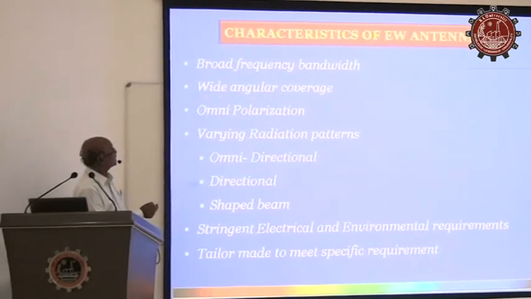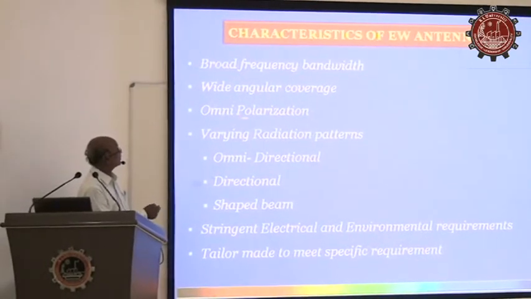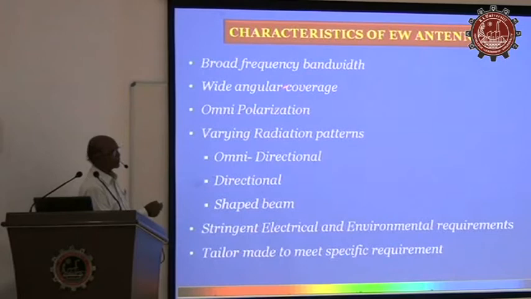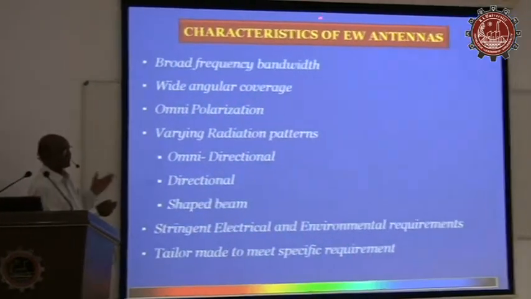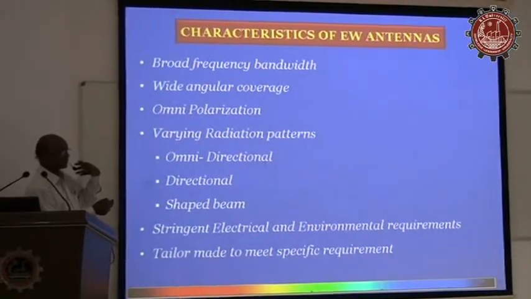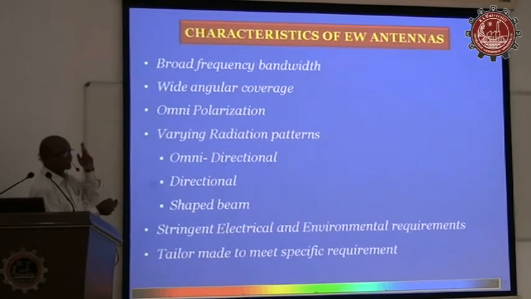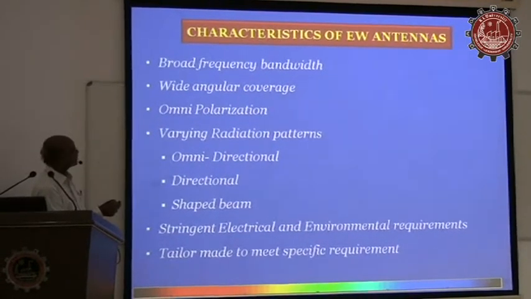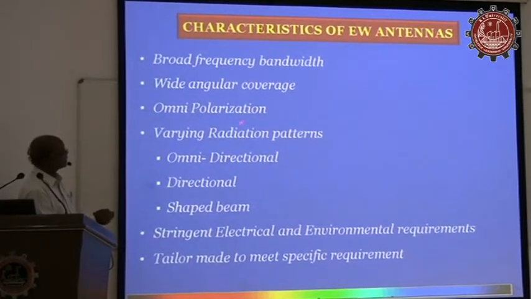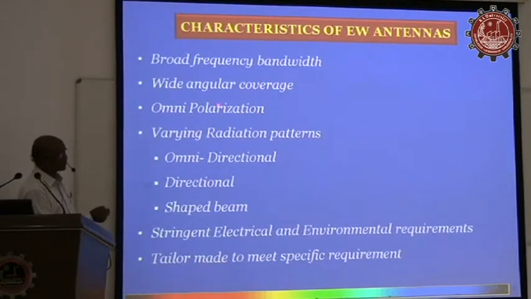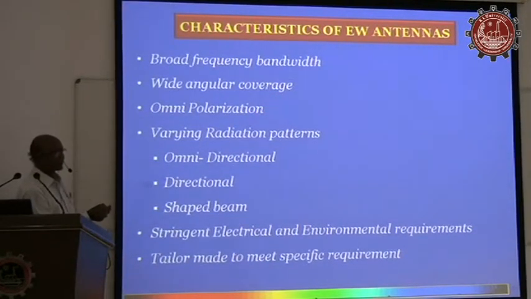Then they should cover wide angular coverage, spatial coverage. In radar, the signal is transmitted in a known direction and received back from it. Whereas in EW it has to see 360 degrees. That means wide angular coverage is required. Then omni polarization. The antenna should respond to all types of polarizations, whether vertical or horizontal, left circular, right circular, left slant, right slant.